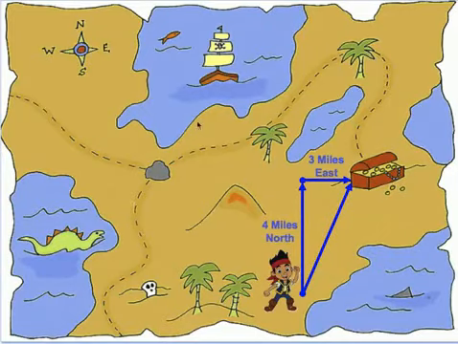As you can see here, I've got a little treasure map, and we have this pirate right here, and he needs to get to the treasure. Well, on his map, the map tells him that he needs to go up, or he needs to go north for 4 miles, and then east for 3 miles.